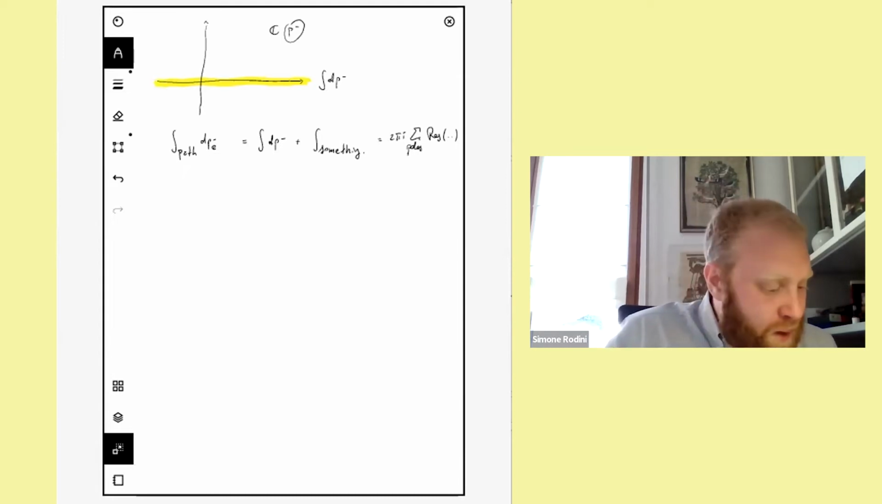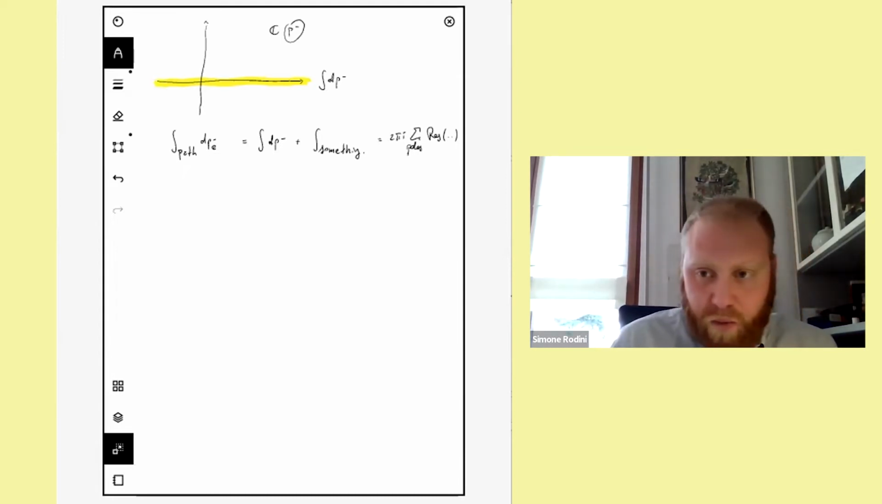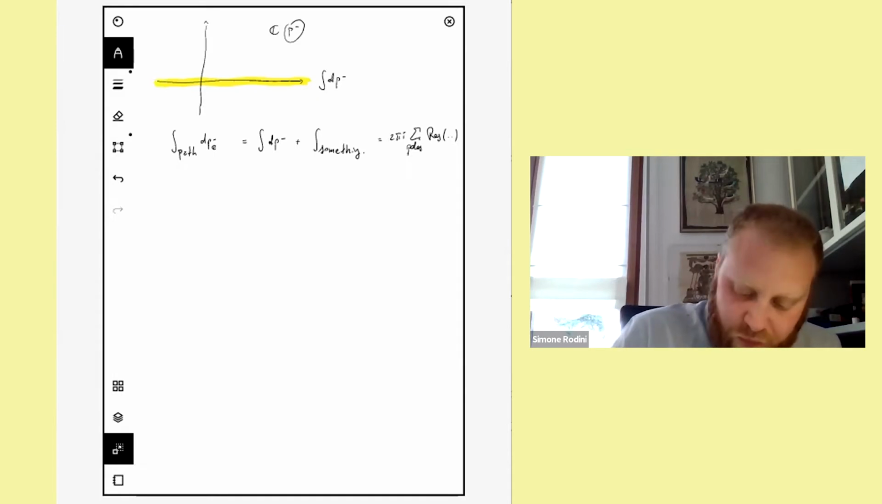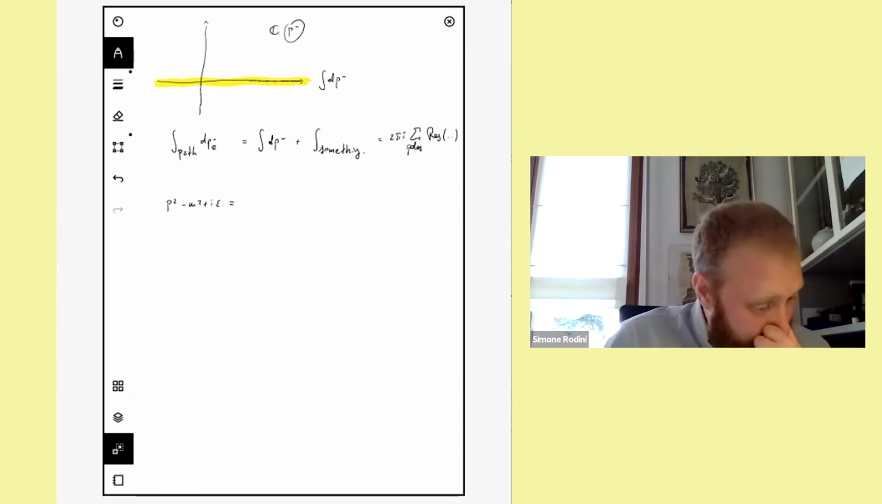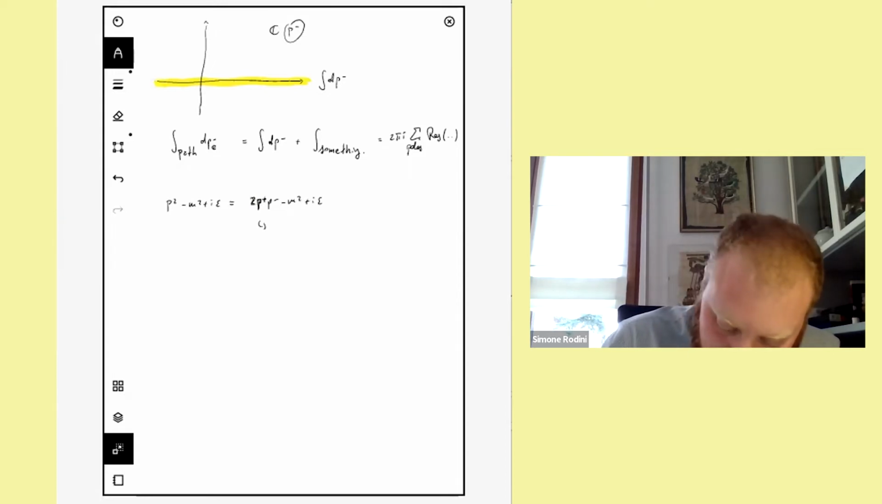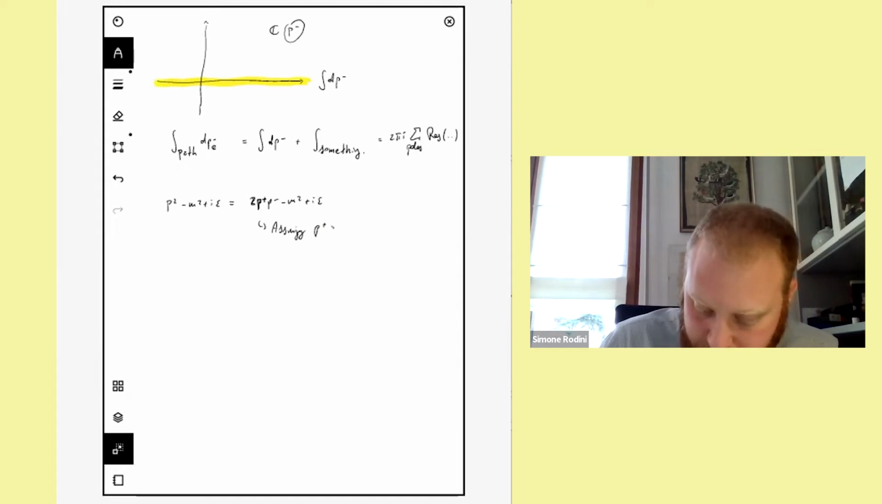Okay, sorry. So the problem is, where are the poles? We have p squared minus m squared plus i epsilon, which is nothing else than (2p plus)(p minus) minus m squared plus i epsilon. So this tells you that, assuming small p plus is greater than 0, that p minus is this.